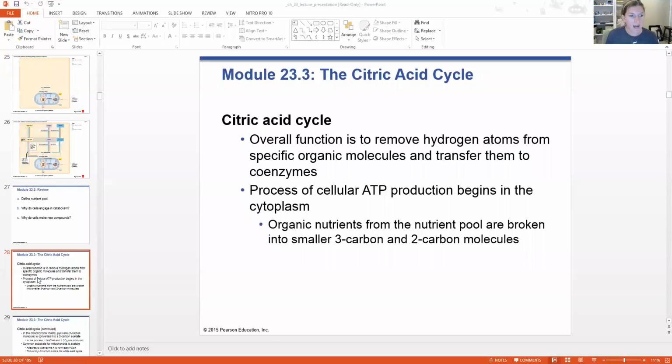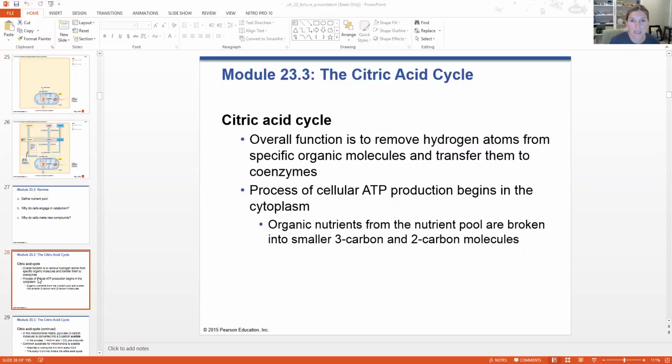Let me switch over to good old screen share mode here, and this is right about where we left off. So talking about the citric acid cycle. Now this cycle goes by several names depending on which source or video you're referring to. Sometimes it's called the citric acid cycle, sometimes it's called the TCA cycle, which stands for tricarboxylic acid. Sometimes it's called the Krebs cycle. So for our book, we're going to refer to it as the citric acid cycle.